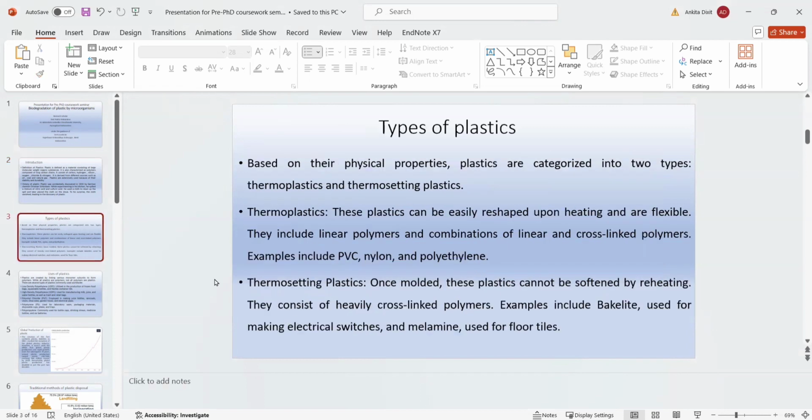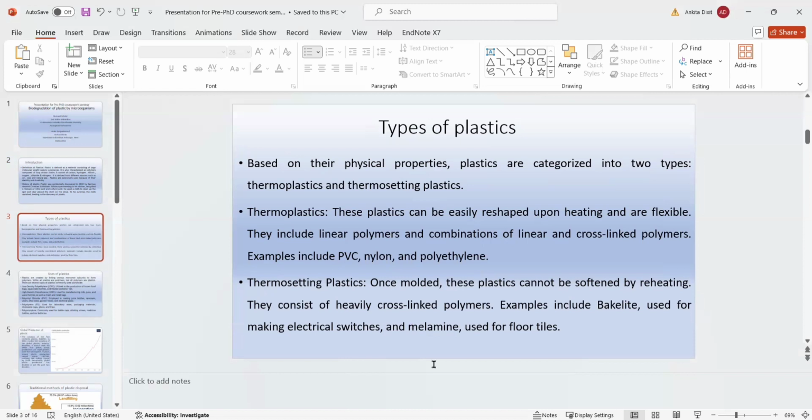Then we will see what are the types of plastic. Based on their physical property, plastics are categorized into two types, that is thermoplastic and thermosetting plastic. Thermoplastic can be easily reshaped when they are heated. They are flexible. They include linear polymer and a combination of linear and cross-linked polymer. Examples of these plastics are PVC, nylon, and polyethylene.